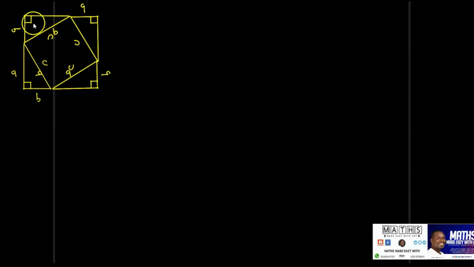This side will be labeled A plus B. Here is also A, sorry. So this full side is A plus B. Do you agree? Yes. And it's the same thing here. So here is also A plus B.